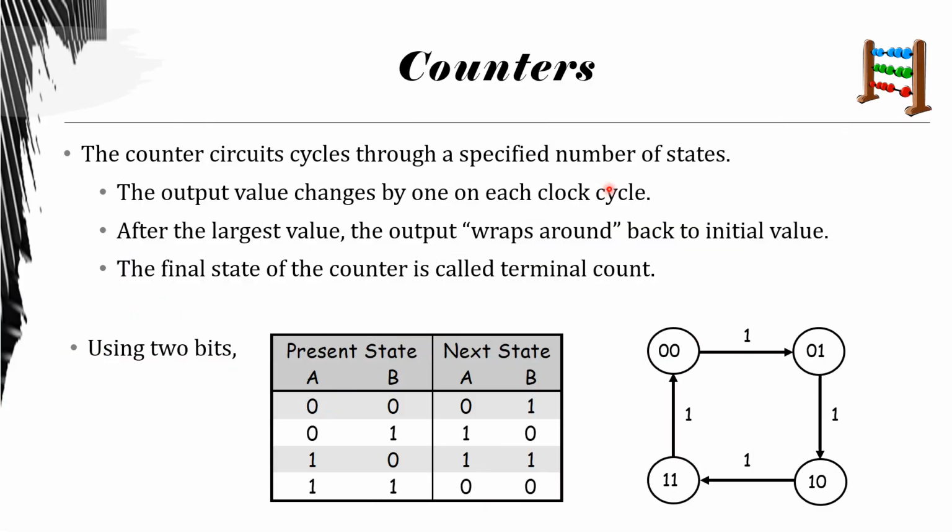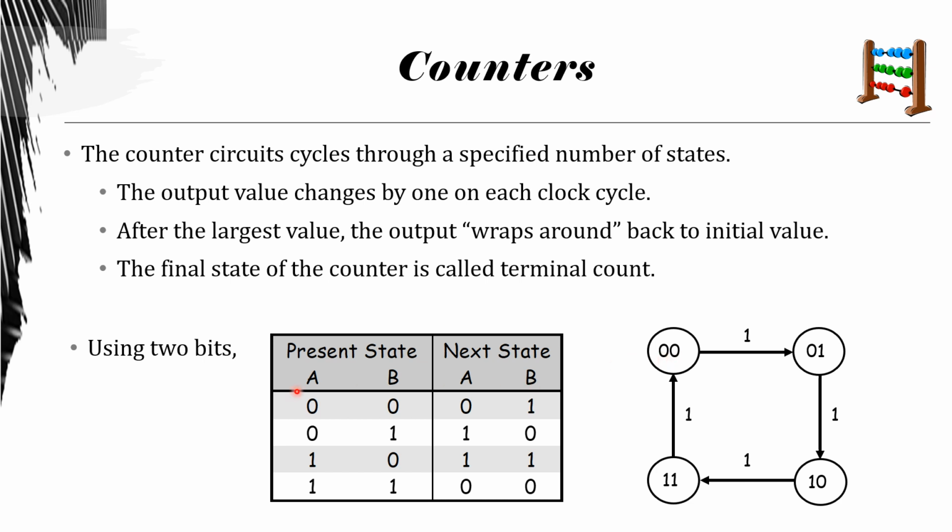The counter circuit cycles through a specified number of states. The output value changes by 1 on each active clock cycle. After the largest value, the output wraps around back to the initial value. The final state of the counter is called the terminal count. So we will have an initial state. From the initial state, it changes by 1 on each clock cycle. After reaching the terminal count, it wraps around back to the initial state.